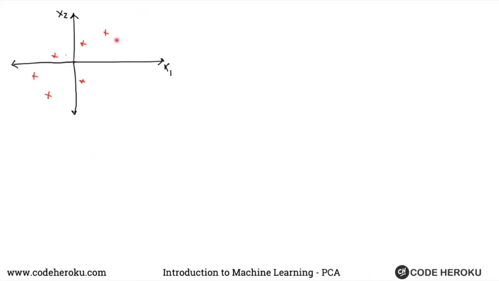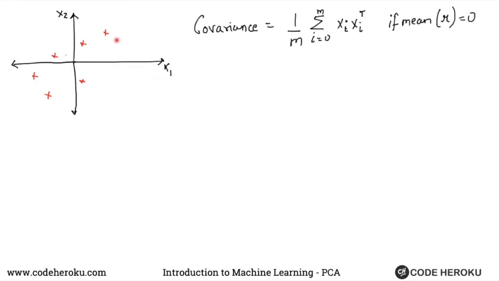We have a quantity called the covariance of a matrix. So covariance in this data set is given by, you just take each x_i and multiply that with the transpose of x_i, and you average it out. So that will give you the covariance.